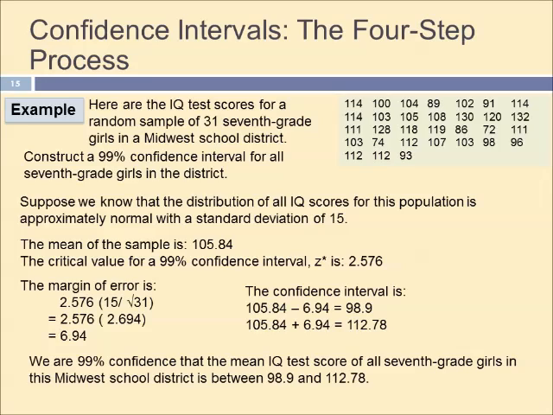So we are 99% confident that the mean IQ test score for all 7th grade girls in the Midwest school district is between 98.9 and 112.78. Notice, I'm 100% confident of what the mean for this particular group of 31 7th grade girls is. There's no question about that. So what this process actually does is this allows us to estimate what the mean of the entire population is.